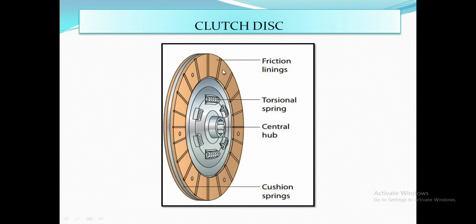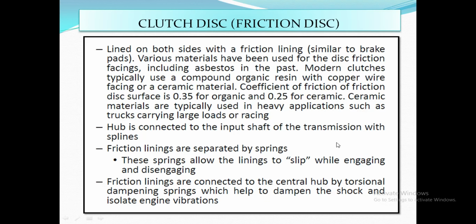Clutch disc. This is a schematic diagram of clutch disc. Friction linings. This is torsional spring. This is central hub and these are fusion springs. Clutch disc or friction disc is lined on both sides with a friction lining similar to brake pads. Various materials have been used for the disc friction facings including asbestos in the past. Modern clutches typically use a compound organic resin with copper wire facing or a ceramic material.